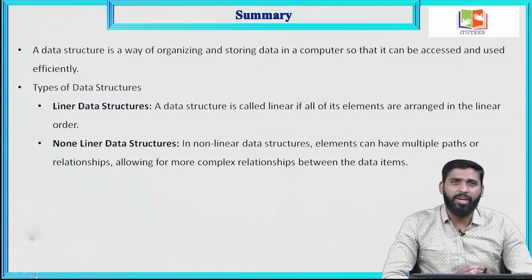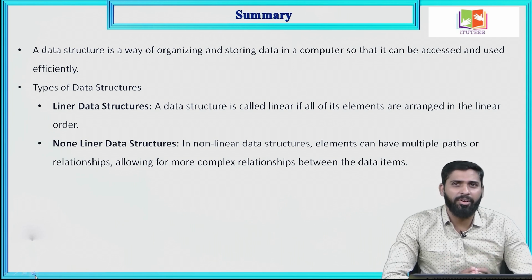Summary of today's class. A data structure is a way of organizing and storing data in a computer so that it can be accessed and used efficiently. Okay. So there are two types of data structures, linear data structure and non-linear data structure. In a linear data structure, we store the data sequentially. That means the data structure is called linear if all of its elements are arranged in linear order. In non-linear data structures, the elements have multiple paths or multiple relationships. So those types of data structures we call non-linear data structures.